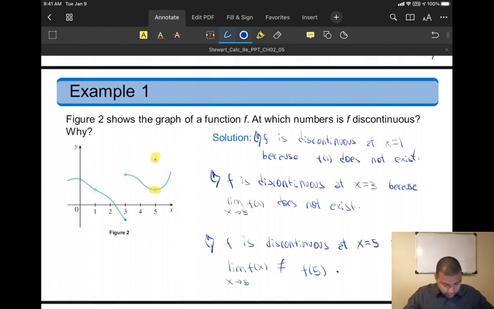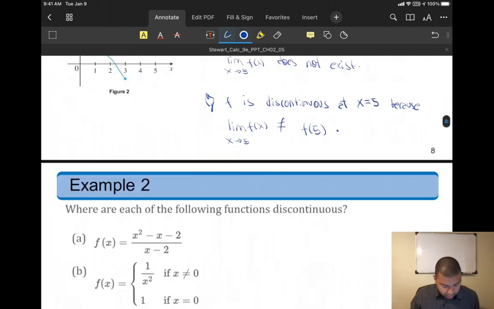For x equals 5, the limit exists, right? Because on both sides you get the same height there, right? f of 5 exists because you have a little filled in circle over there, but these two are different. So the continuity fails. Okay, so we need 3 properties for continuity.